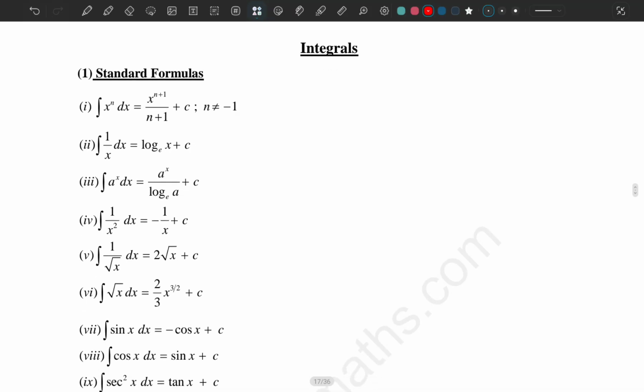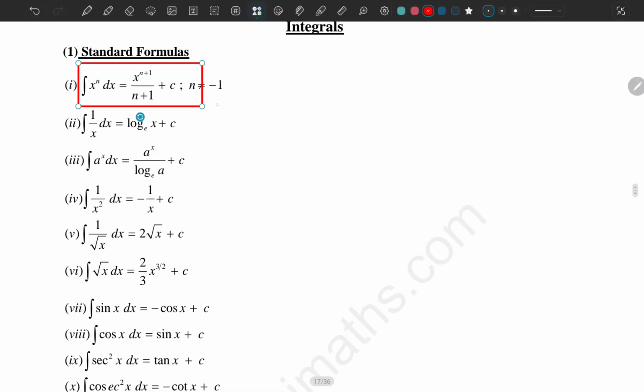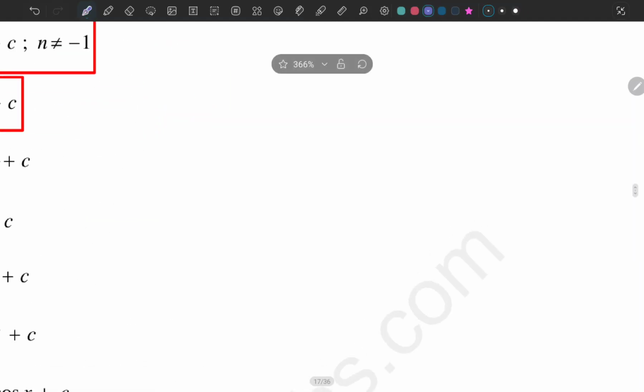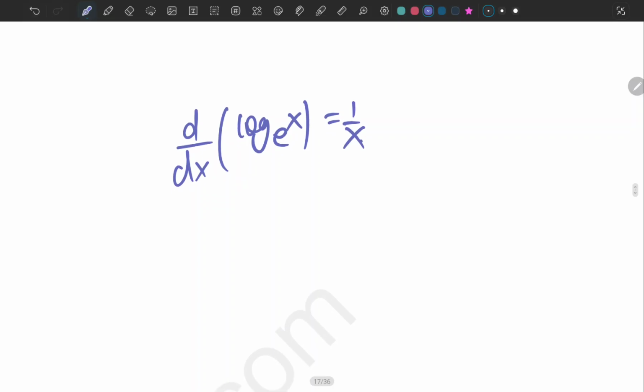Okay, so let's cover the most basic formulas. Integral of x to the n is x to the n plus 1 over n plus 1. The integral of 1 over x is ln of x plus c, where c is the constant of integration. Well, let me tell you something. Do you remember that the derivative of log of x to the base e was 1 over x, as we have studied in this video itself?